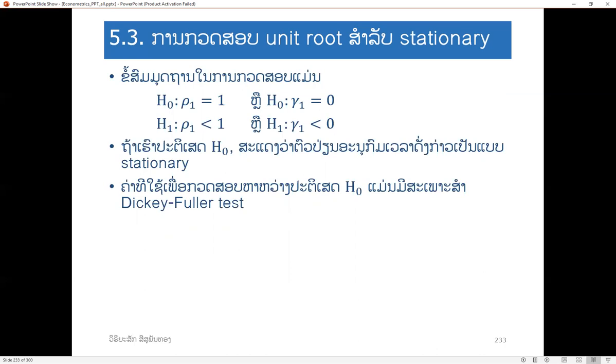For the null hypothesis, we have rho 1 equal to 1, and the alternative is rho 1 less than 1. If it's equal to 1, that means 100% of last year's information is included in this year's information. If it's the alternative, then less than 100% of last year's information is included in this year's information.